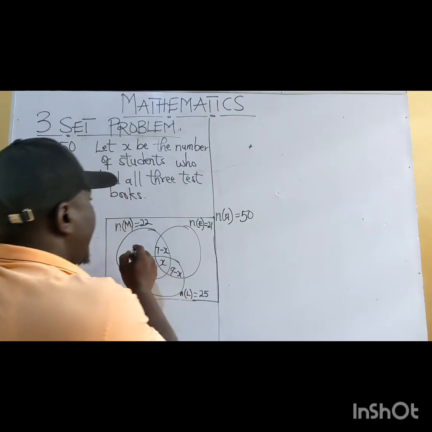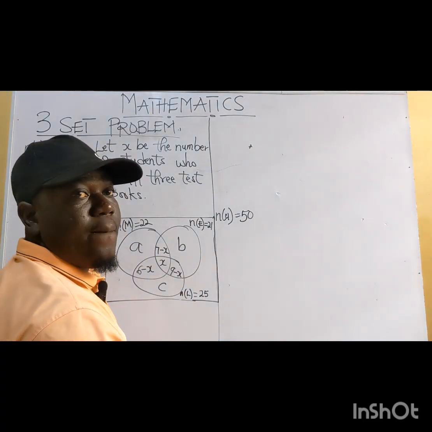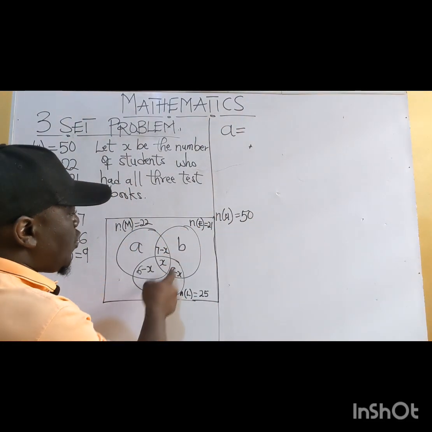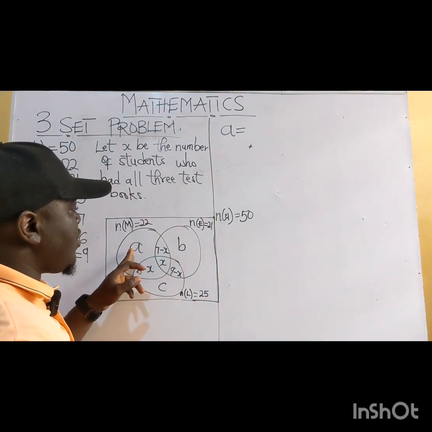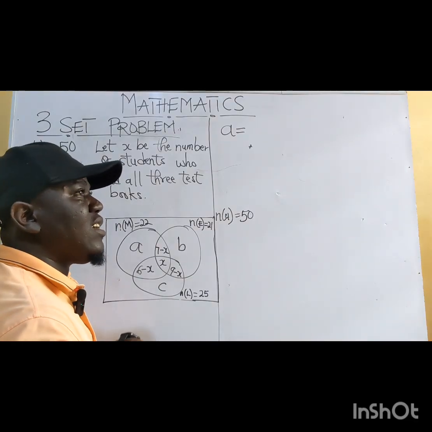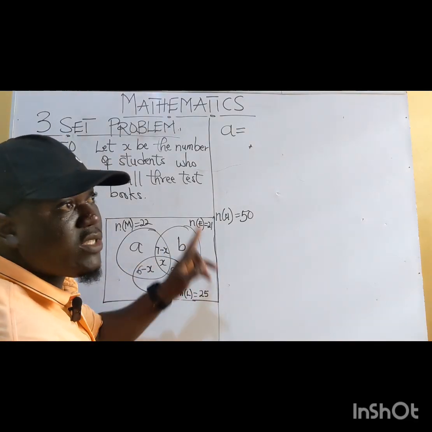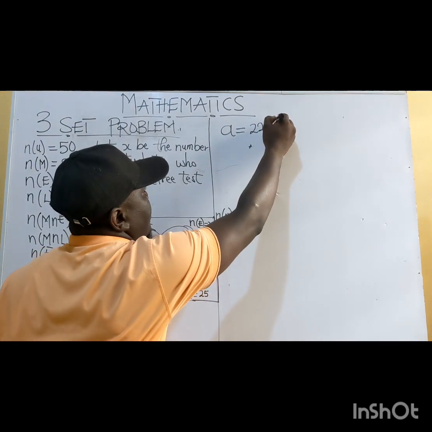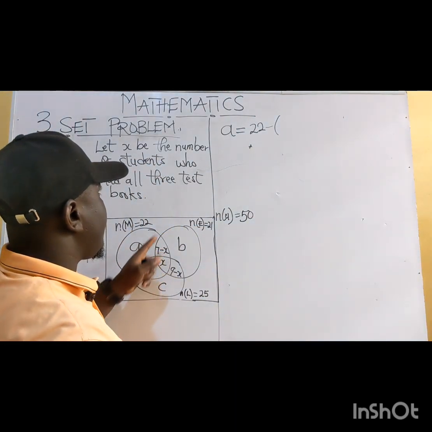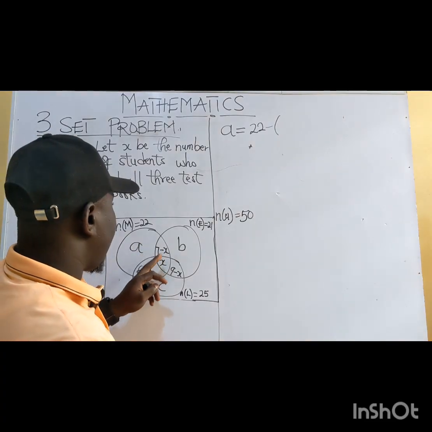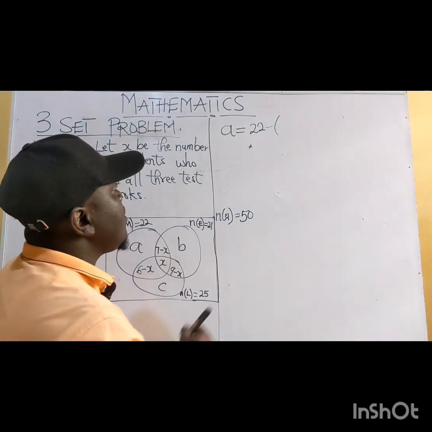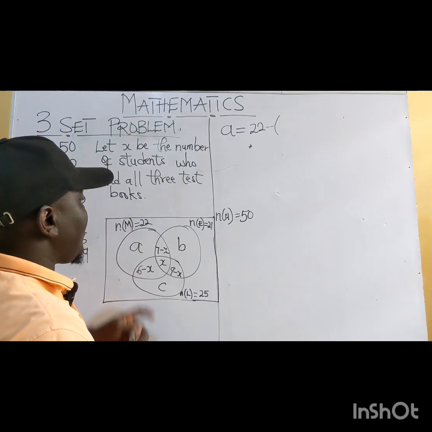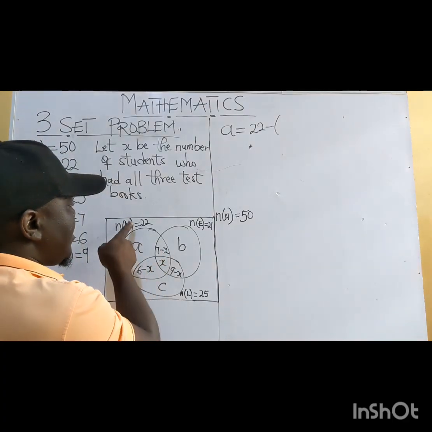So I name these places A, B, and C. In the first method, we are going to write A in terms of X. This whole circle is 22, but this part is A. We want to write an expression for A in terms of X, which makes it easier to equate the regions to our universal set. So A is 22, the total circle, minus, you can put it into brackets, this plus this plus this. Why? Because A plus this plus this plus this is equal to 22.